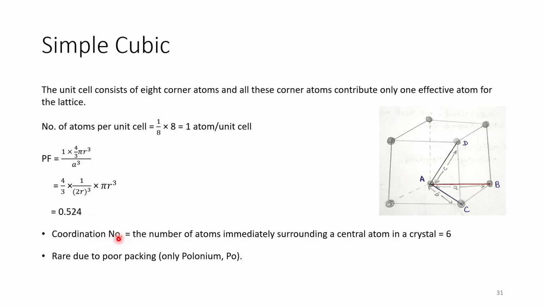And coordination number: when you repeat this unit cell, you will find this atom will be touching these 6 atoms, so it will have coordination number 6 in case of simple cubic. And this has poor packing fraction, that's why it is rare and only found in case of polonium.